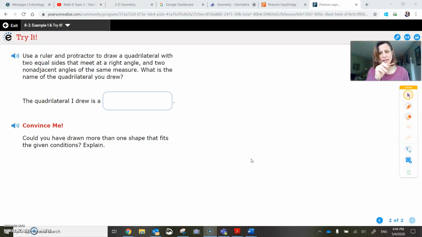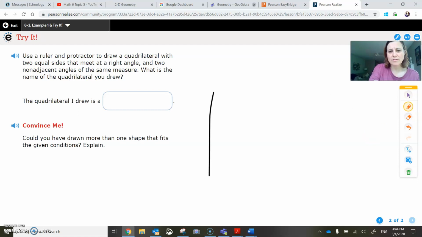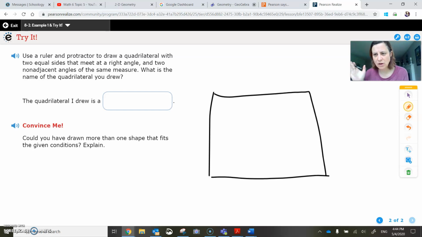So we're going to have 2 equal length sides that meet at a corner, and then 2 non-adjacent angles of the same measure. 2 non-adjacent. Okay. So that means that it's going to be 2 angles that aren't next to each other. So just for the sake of argument right now, if I were to draw a quadrilateral, any quadrilateral, all that matters is that it has 4 sides.